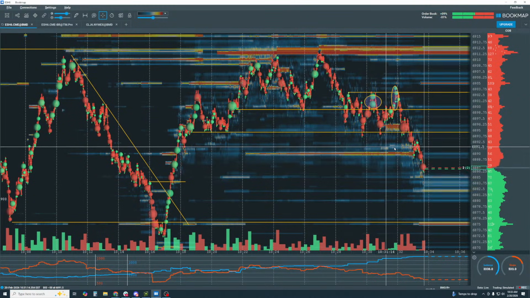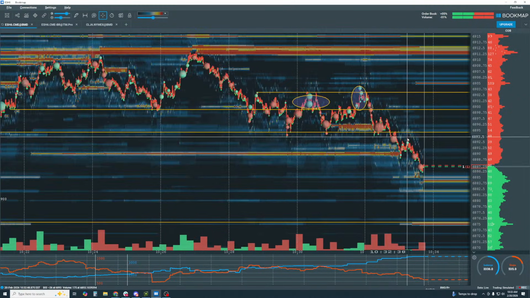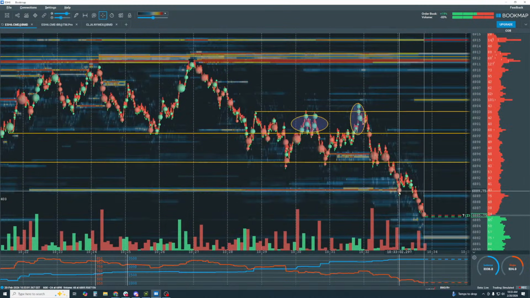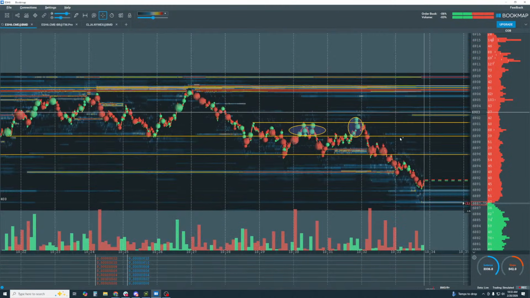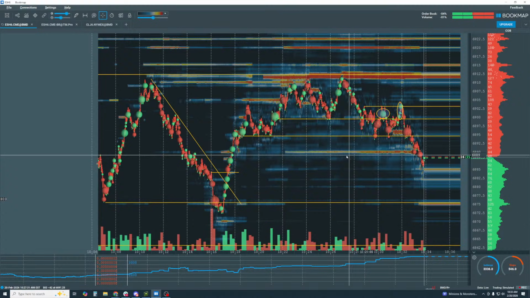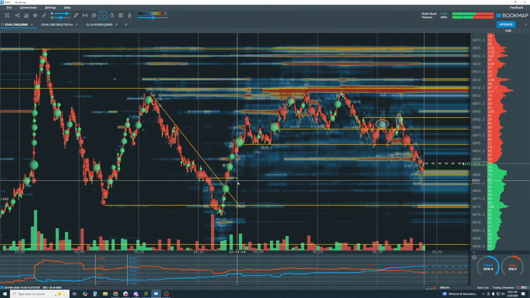Okay, market's still going. Hit the 90 here. Hit that liquidity, traded it. We got a little bit of a bounce, and we got continuation. All right, now let's take a look at where this might go here.